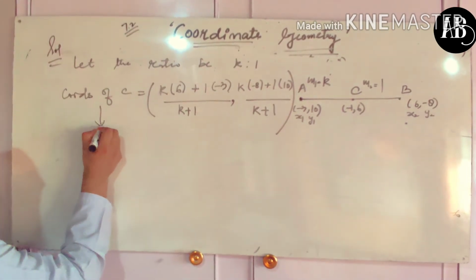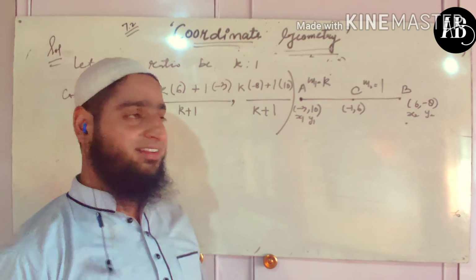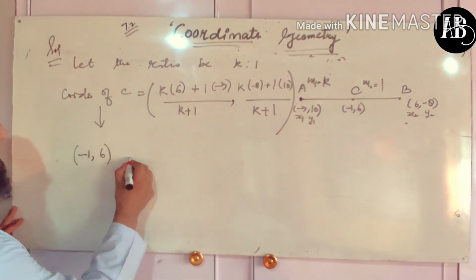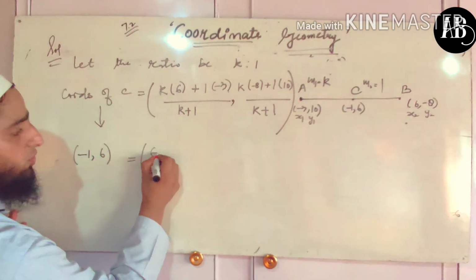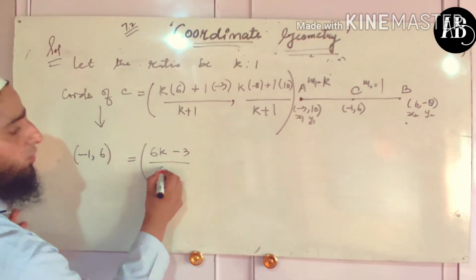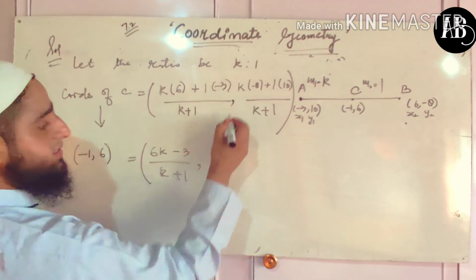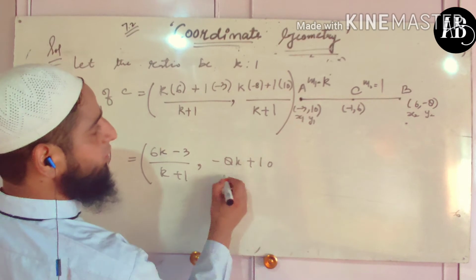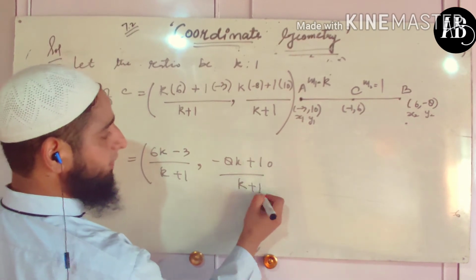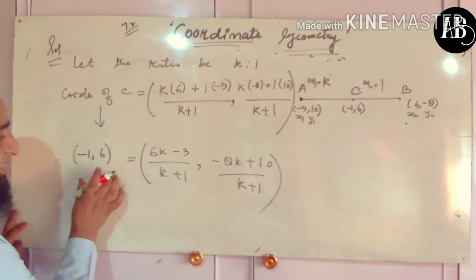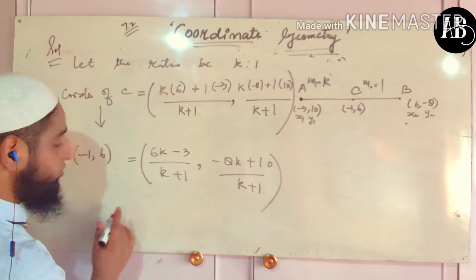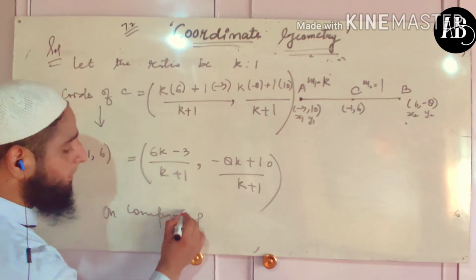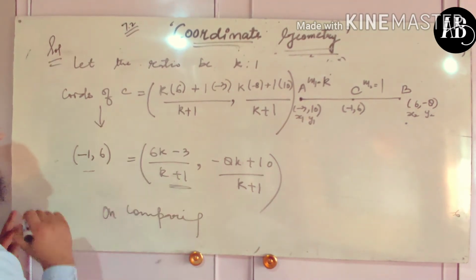But we know that the coordinates of C are given. What is it? It is (-1, 6). Just solve it. 6k minus 3 whole divided by k plus 1, and the y coordinate is minus 8k plus the constant, whole divided by k plus 1. You can now compare, because these are also the coordinates of C. On comparing, the x coordinate is equal to this coordinate.